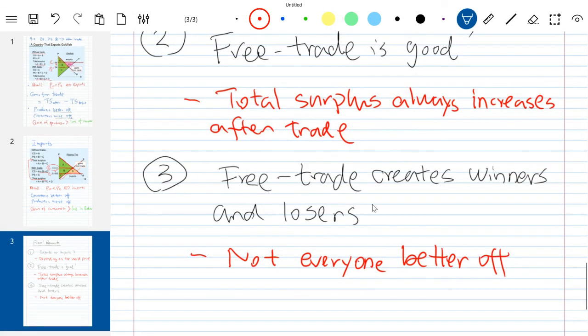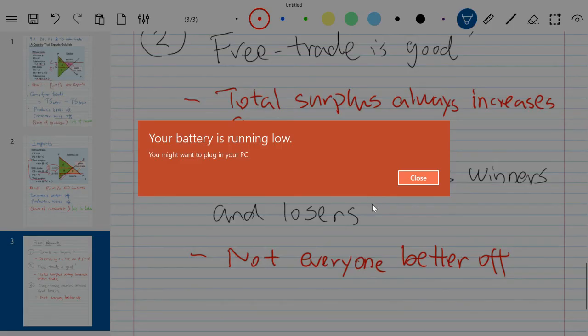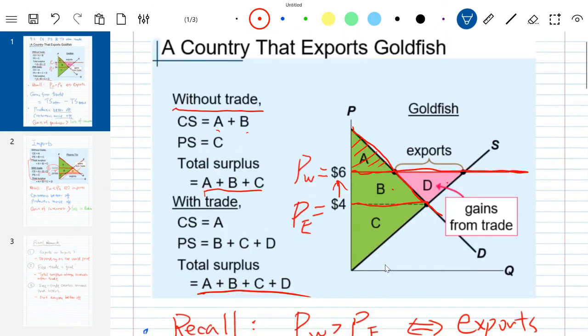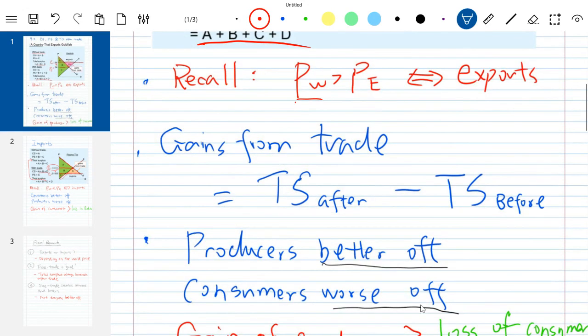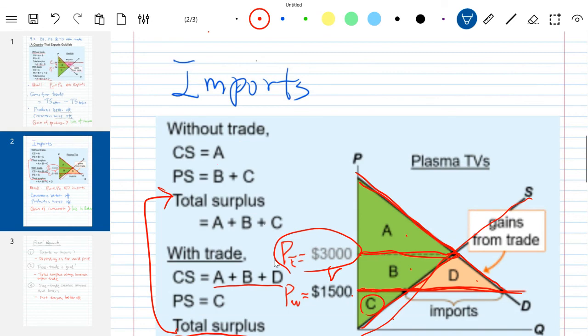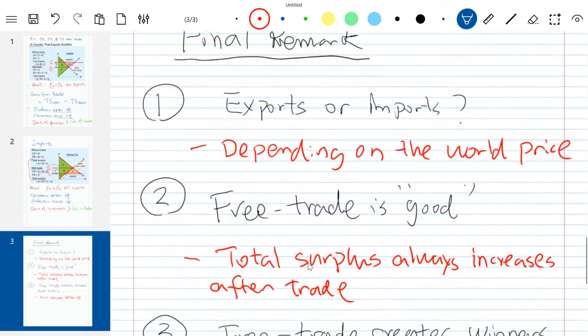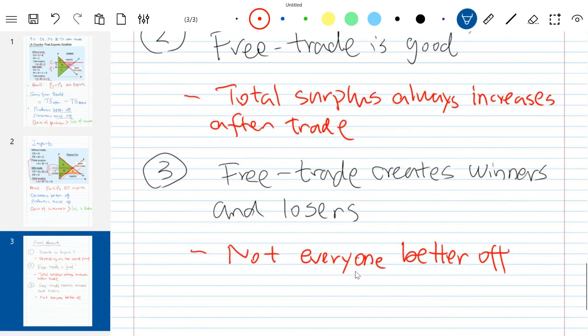However, keep in mind that free trade creates winners and losers. So not everybody is better off from free trade. In the case of exports, consumers get worse off, whereas in the case of imports, producers get worse off. So not everybody is better off from free trade.